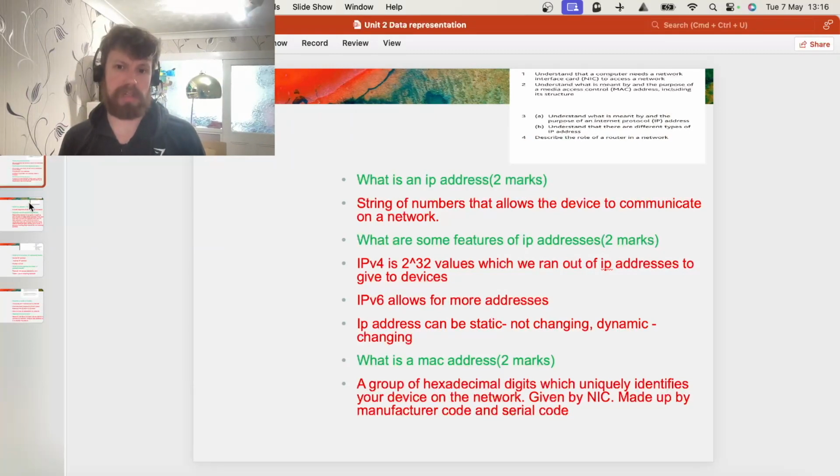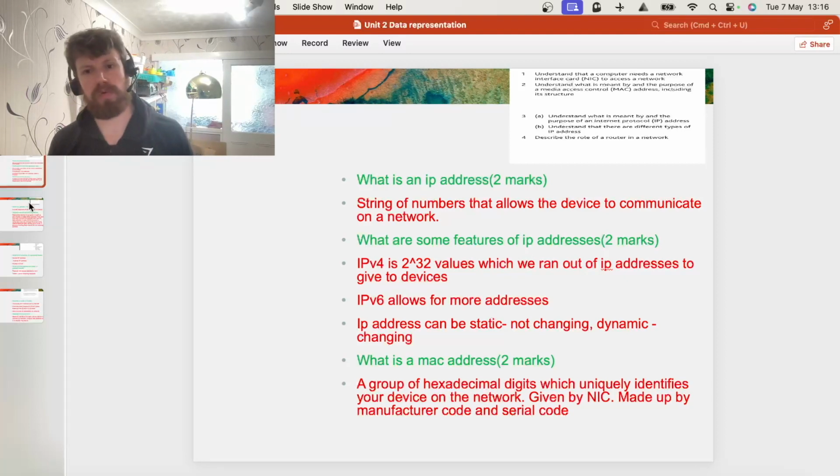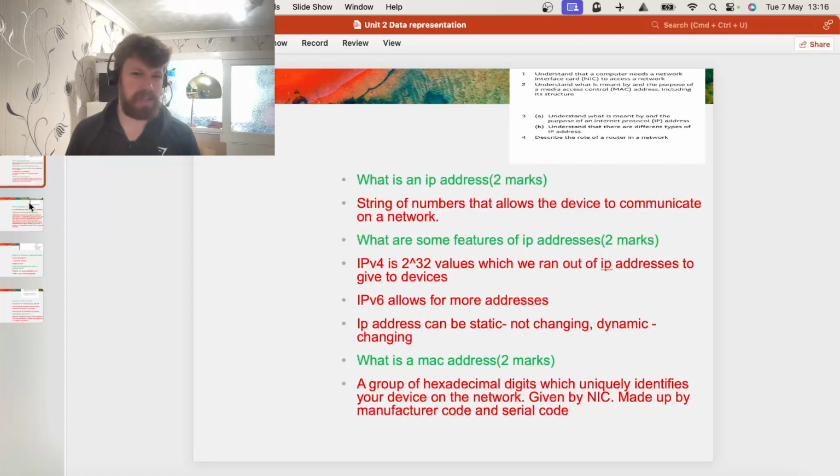So if you get a question, what is an IP address? It's a string of numbers that allows the device to communicate on a network. It also may ask for some features of IP addresses. IPv4 is 2 to the power 32, which allowed for 4 billion different devices to be used on a network, so giving different addresses to different people on the internet.